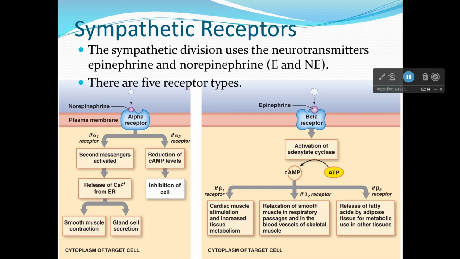additional energy available. And then beta 3, of these 5, is the most recently described. Beta 3 receptors are found in adipose tissue, and they trigger the release of fatty acids. If you remember that the sympathetic system is all about fight or flight, so fighting or fleeing.